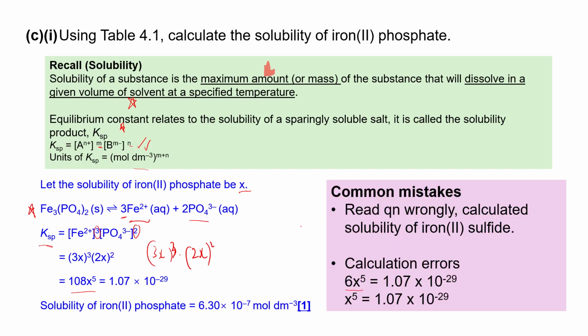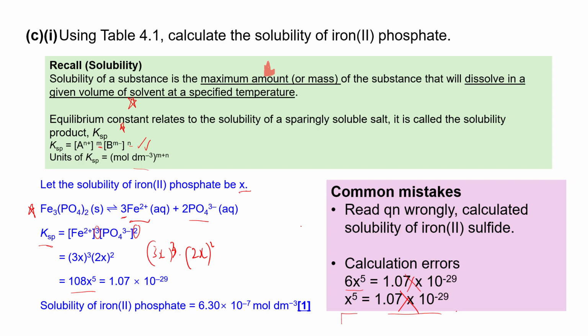Because there are so many of you that just take 3 multiplied by 2, so in the end you get 6x to the power of 5 equals 1.07 times 10 to the power of negative 29. That's wrong. Or some of you just miss out the coefficient directly and take x to the power of 5 equals this. That's wrong as well. Please take note, these are the common mistakes. So your coefficient, please multiply by the power accordingly.